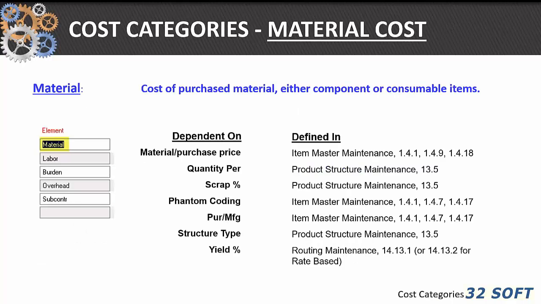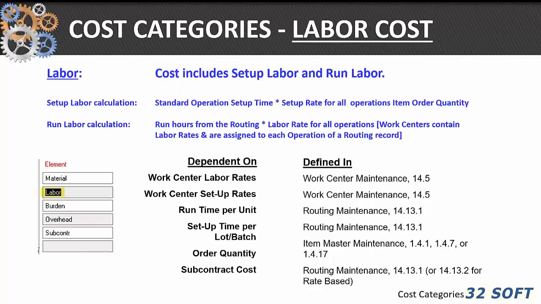Material starts off, that's the purchased part, and that is dependent on what the material purchase price is on your item master file or your 5.7. You're purchasing maintenance, the quantity per on your bill of material, scrap, phantom coding, your make-buy codes, structure type, and yields. That's going to determine your purchase or material costs.